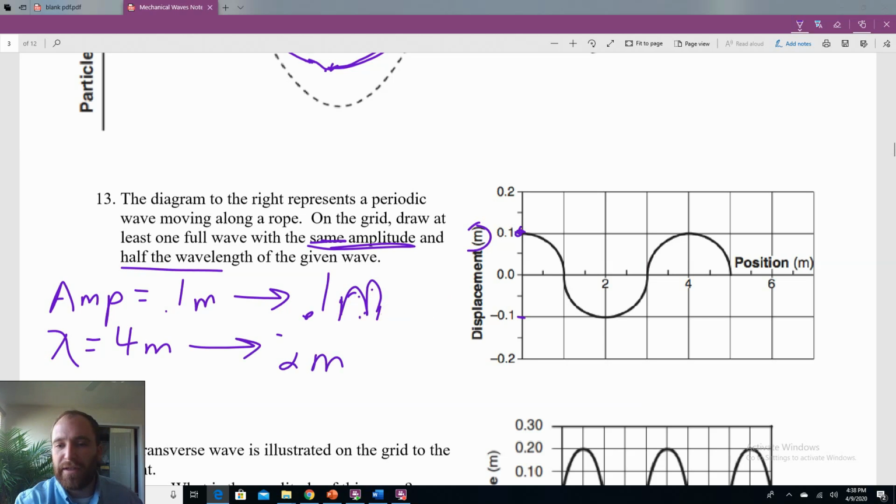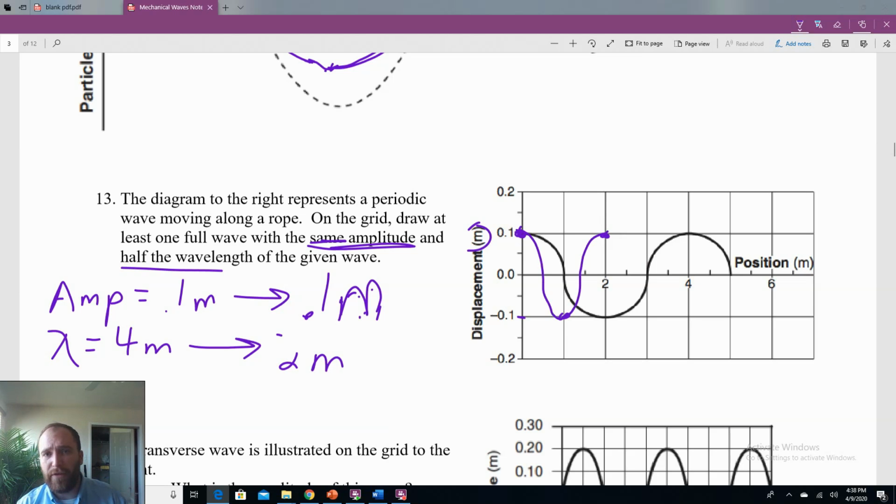Alright, so I'm going to start at the top, and again, we have to complete that whole cycle at the 2 meter mark. So I like drawing a few points to help guide me along. Halfway through we should be at the bottom, right? So I need to hit this point right here, and I'm just going to kind of fill in the rest. There we go. And that's a good answer. That would work.